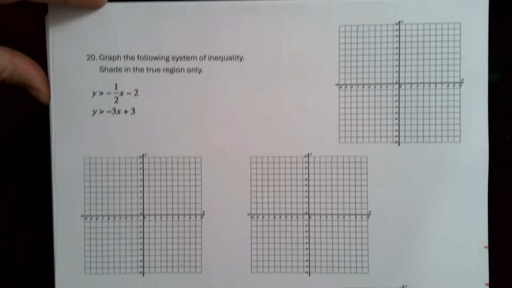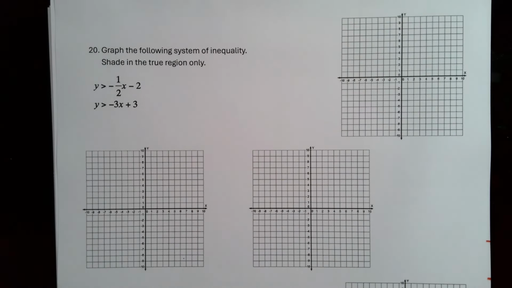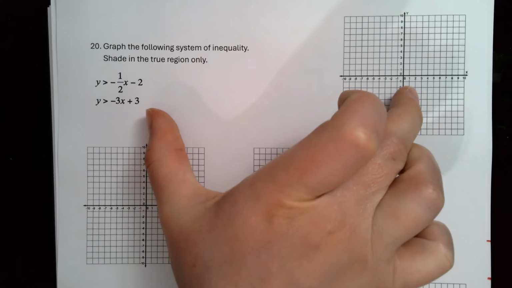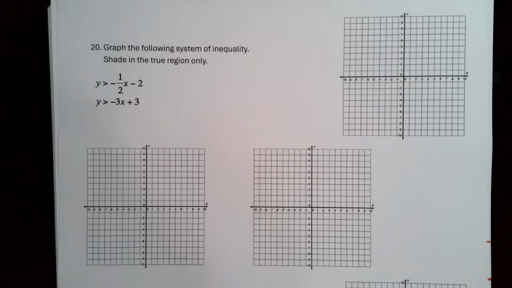Graph the following system of inequality. Shade the true region only. Okay, so this one I gave you 3 different sections. I'm going to graph the actual system here. These 2 are going to be just for my work and for kind of like my idea of what the first 2 are going to look like.